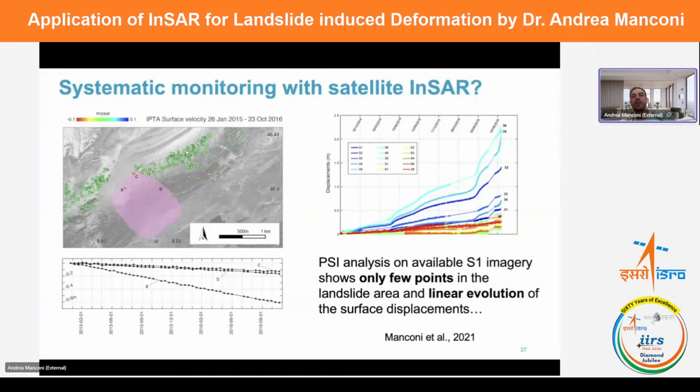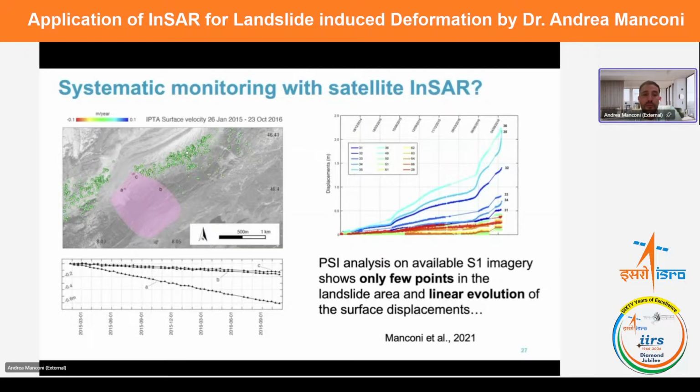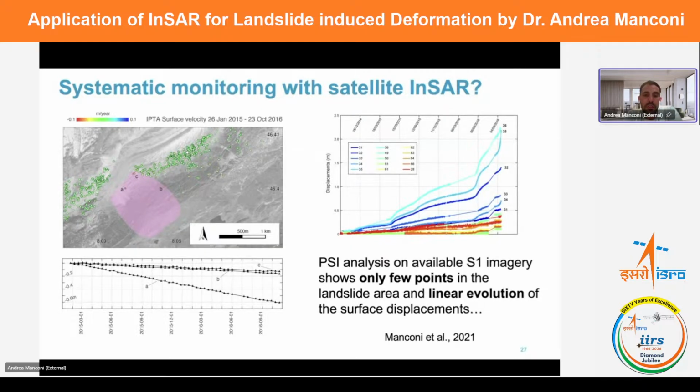What can we do here with interferograms and, for example, with persistent scatter interferometry? Well, if you process the synthetic aperture radar data acquired from Sentinel in the period of this evolution, you will get something very similar to this map, having few points that are showing some deformation in the area of the landslide, and mostly a linear evolution of the displacement, although we know that the exponential evolution was clear from in situ measurement. Why is this happening?